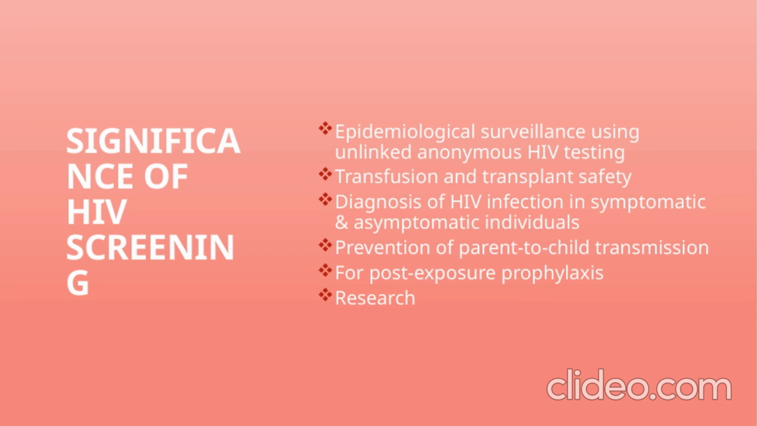Prevention of parent-to-child transmission is another crucial aspect, especially around pregnancy and childbirth, where interventions can drastically reduce the risk of the virus passing from mother to baby. For individuals exposed to potential HIV infection, post-exposure prophylaxis offers a window of opportunity to prevent the virus from establishing itself if taken promptly. Research continues to play a fundamental role in improving our understanding and approach to HIV, contributing to better testing, treatment, and prevention methods.